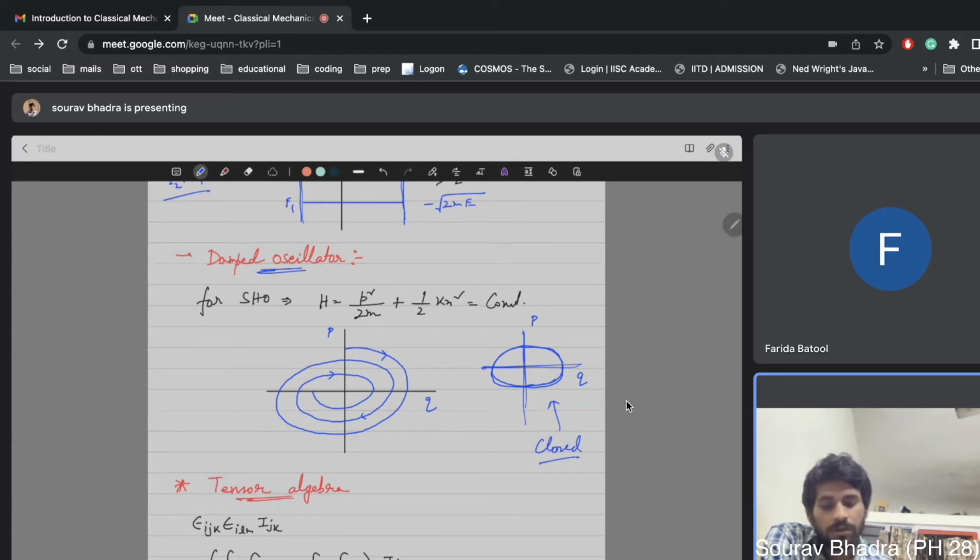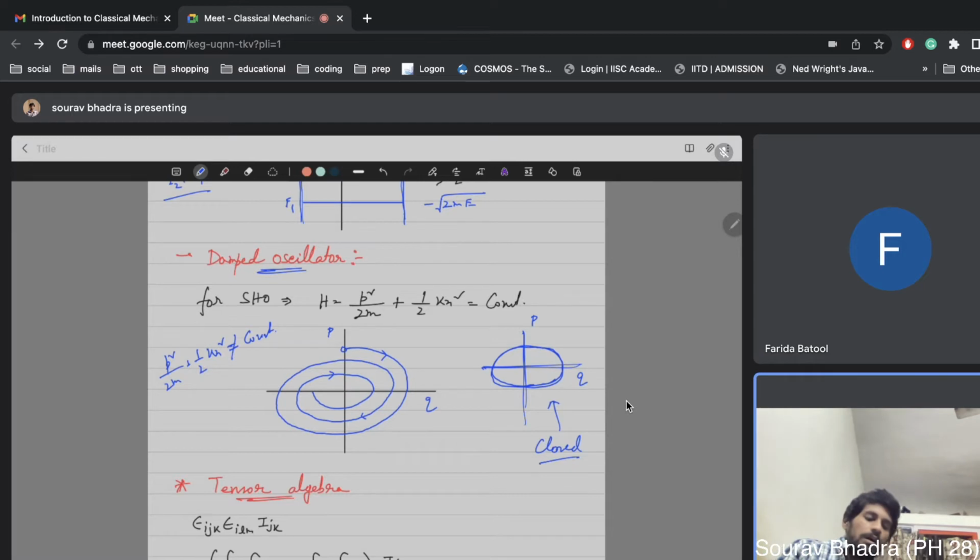For this it was closed because the energy was constant throughout the time. But for damped oscillation, p square by 2m plus half k x square is not constant, and it is decreasing. That's why you can see that the system starts from this point, and after a revolution it is not again coming back to its initial position. As with time the energy has decreased, it is going to a lower orbit. Lower orbit means an orbit for which the radius is smaller than the previous case. So it is following a spiral type of pattern in the phase space.